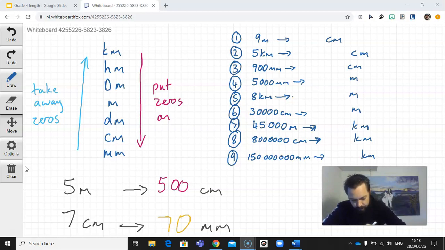We're going from meters to centimeters, which means we're going to add on zeros. We're going 2 levels, so we add on 2 zeros. 9 meters is equal to 900 centimeters.